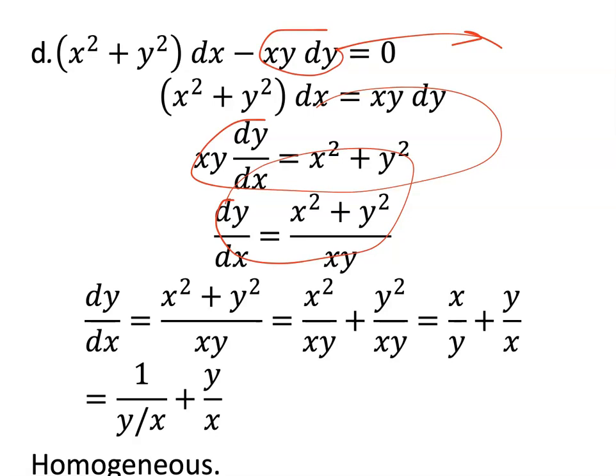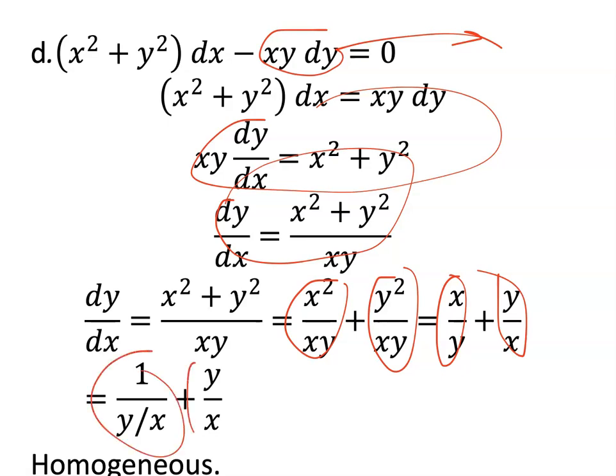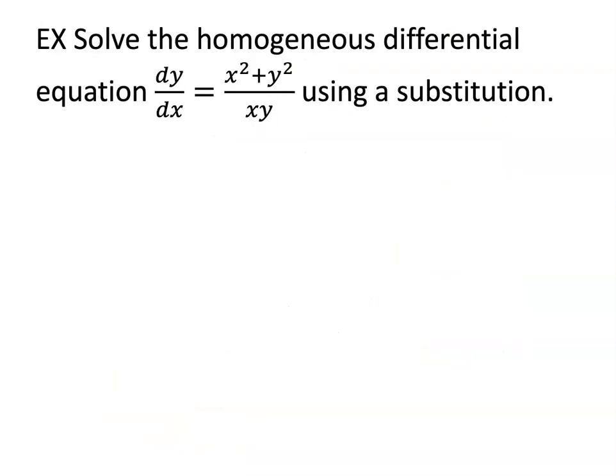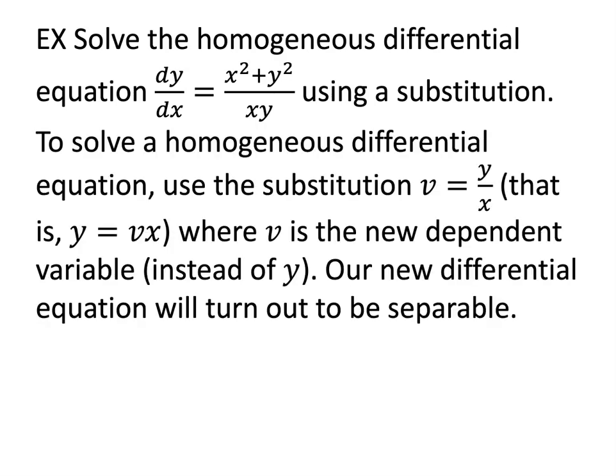We can rewrite that by breaking up the fraction. It's x squared over xy plus y squared over xy, which is x over y plus y over x. In other words, it's 1 over (y over x) plus y over x. It's homogeneous because it's a function of just y over x. Let's solve the homogeneous differential equation we just saw, dy/dx equals (x squared plus y squared) over xy, using a substitution.